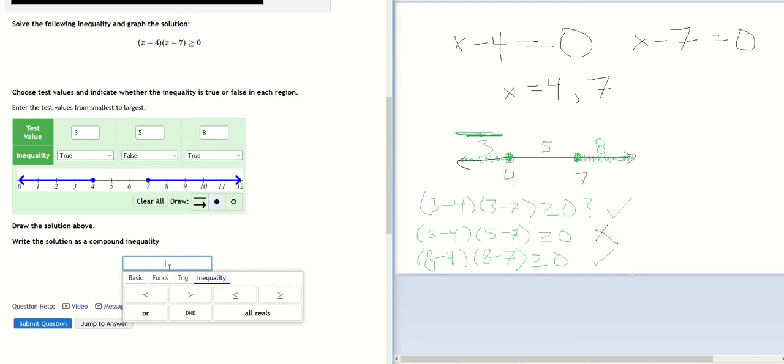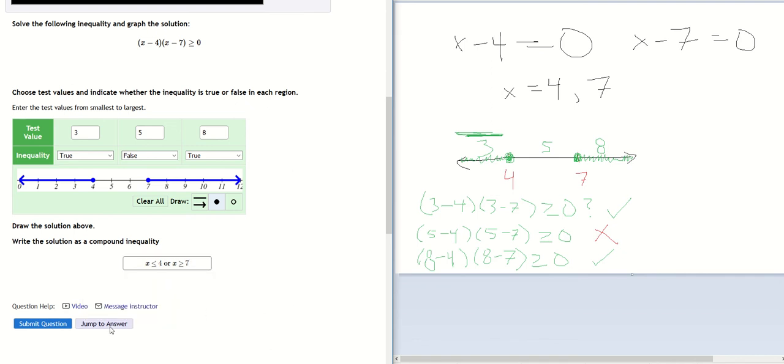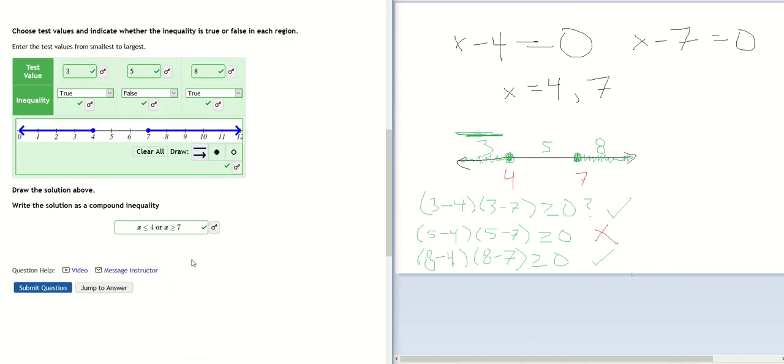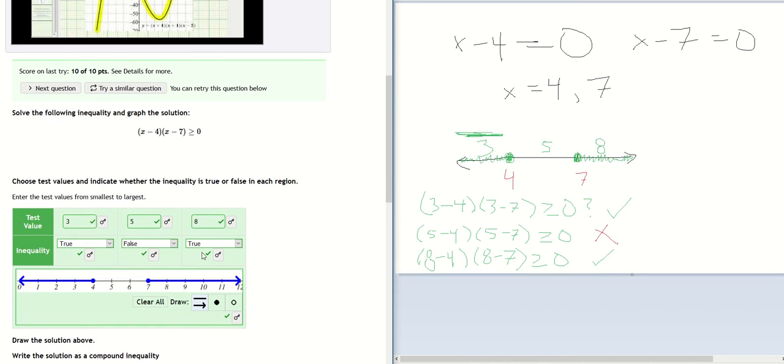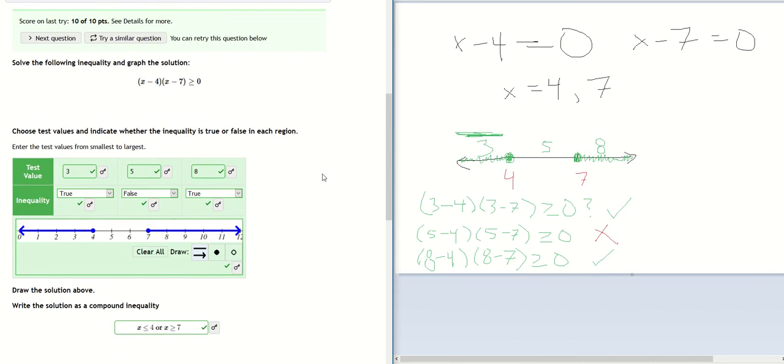So go over here to inequality. So it's going to be all the x's that are less than or equal to 4, or all of the x's that are greater than or equal to 7. And that should be okay. Yep, there we go. So just in case it's unclear how you're supposed to put your answers in here, I hope that is a useful demonstration.